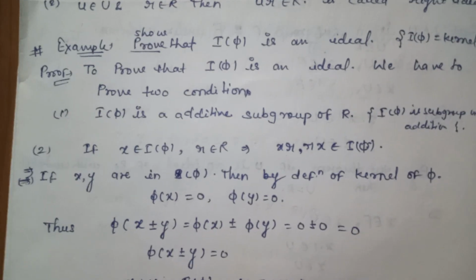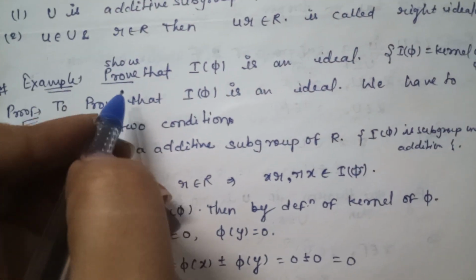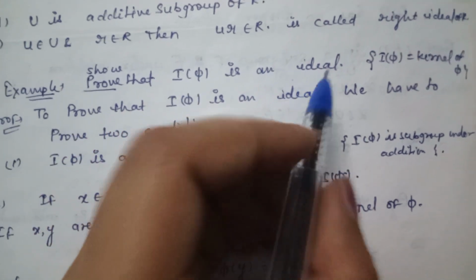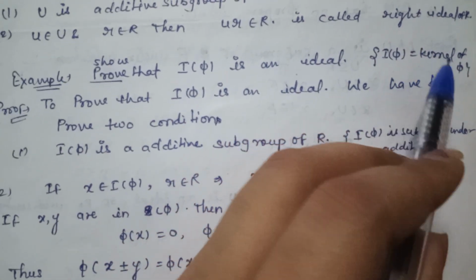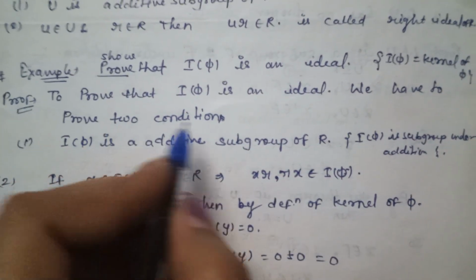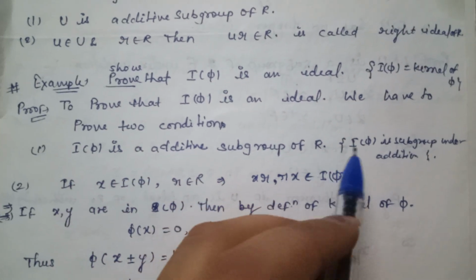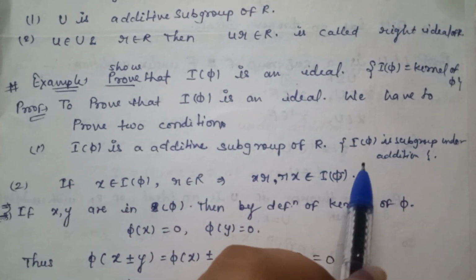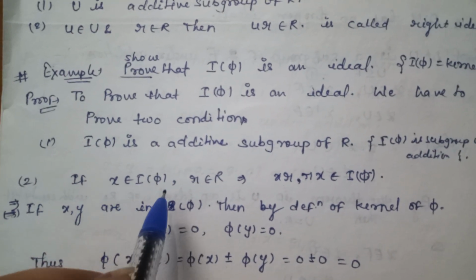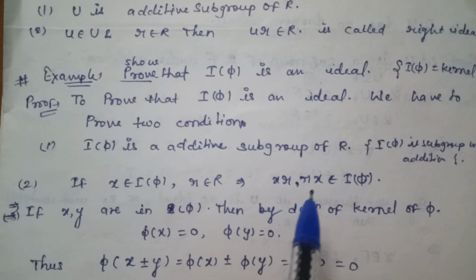Now there are some examples related to ideals. The first one: prove or show that I phi is an ideal, where I phi is equal to the kernel of phi. To prove that I phi is an ideal, we have to prove two conditions. First, I phi is an additive subgroup of R, that is, a subgroup under addition. And the second, if x belongs to I phi and small r belongs to capital R, then xr and rx belong to I phi.